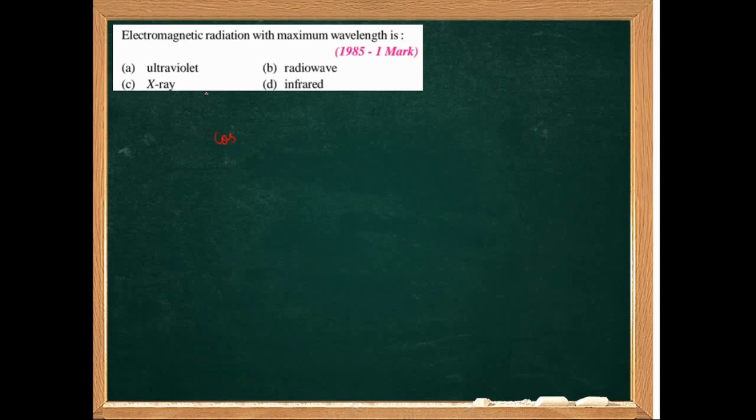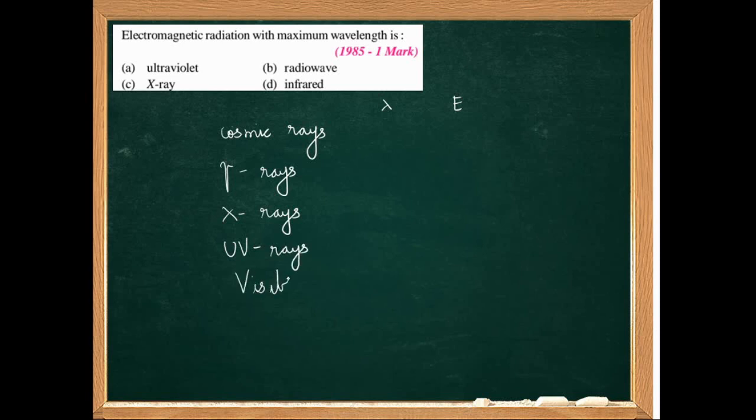Cosmic rays, gamma rays. Now maximum wavelength is asked. So with respect to wavelength and with respect to energy, I will tell you. Then we have X-rays, then UV rays, visible, IR, which is called infrared radiation, and radio waves.